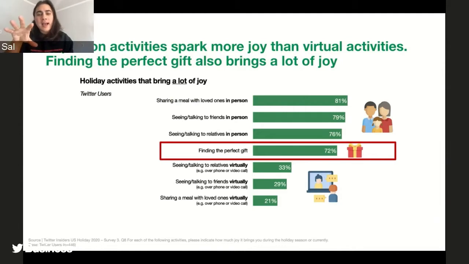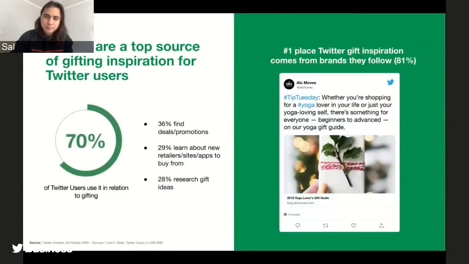So out of the activities that bring a lot of joy amongst the people that we have surveyed, the top three items were all in-person activities. But the transition point is finding the perfect gift for a loved one. That's something that people love to do during the holiday season that they say sparks a lot of joy. And that's the first place where most brands and advertisers should be thinking about how they can position themselves this season, is finding the perfect gift.